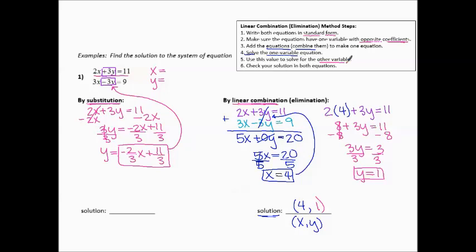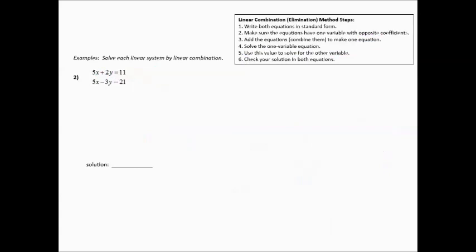Let's take a look at another example. In example 2, again, we're given the directions, solve the linear system by linear combination. So here again, both of my equations are in standard form. That's my clue that elimination is going to be my best bet. Okay, so they're both in standard form. That meets the criteria for our steps. Make sure the equations have one variable with opposite coefficients.